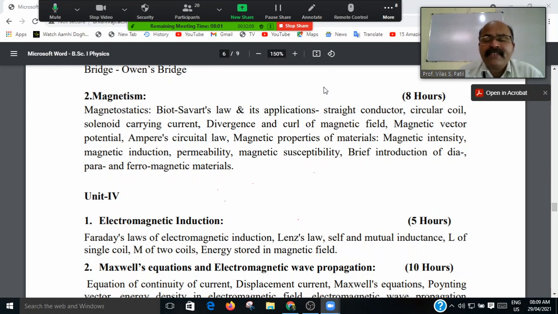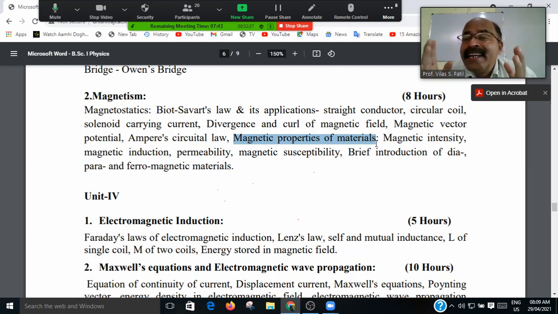Then the magnetic properties of materials. There are different magnetic materials: ferromagnetic, paramagnetic, diamagnetic, ferrimagnetic, antiferromagnetic and antiferrimagnetic materials. There are different types of magnetic materials according to their magnetic properties. A diamagnetic material is one which is not attracted toward a magnet, a material which does not magnetize in a magnetic field.